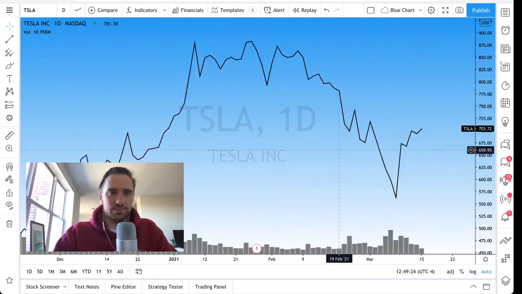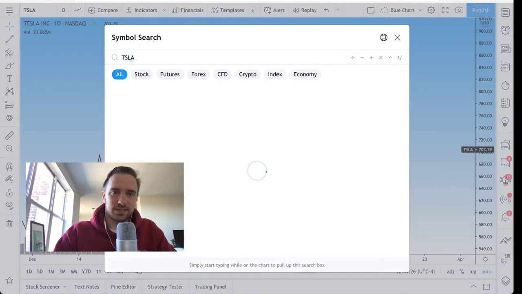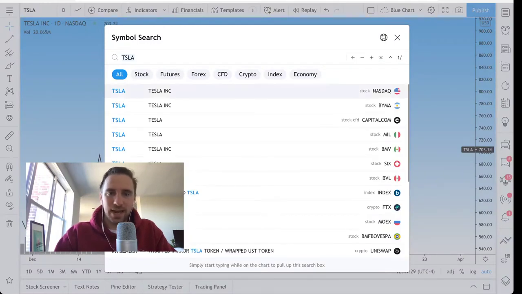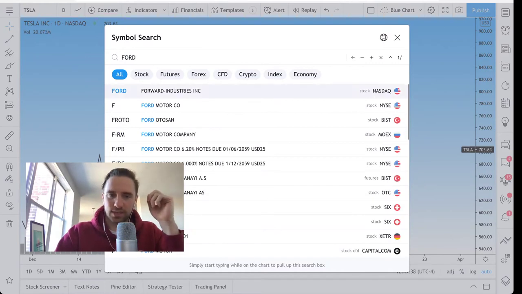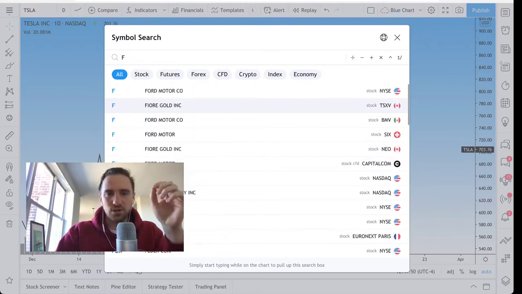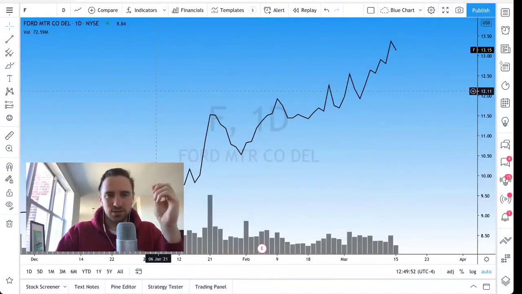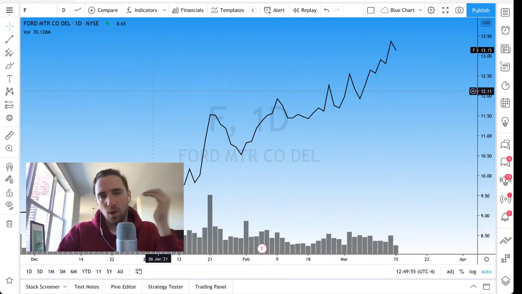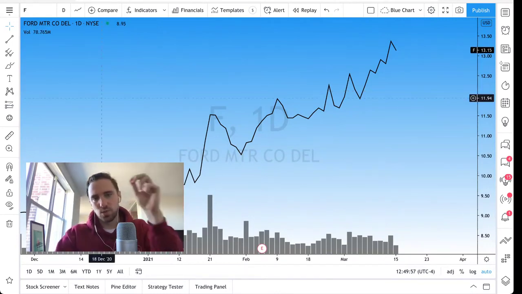So here's the key. We know now what the ticker symbol is. TSLA, Tesla. And by the way, one quick tip, really helpful. Always confirm the company name with the ticker. For example, if I type in Ford, look at this, Ford, Forward Industries. Whoa. That's not the Ford we're looking for. The Ford we're looking for is Ford Motor Co. Look at the ticker here on the left, F. So always double check your tickers. Do not buy the wrong ticker. Always make sure you confirm the ticker with the symbol name.